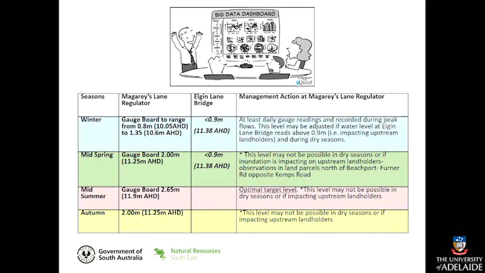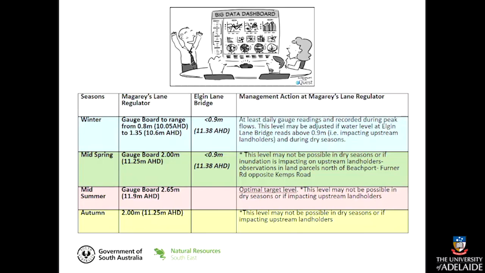And it's also been a good outcome, because instead of just one person knowing how the regulator works, any of our staff can take this operational guideline and go out and operate the regulator to the correct level if needed. And this comes in handy because we have 187 regulators across the network to help us achieve different objectives.